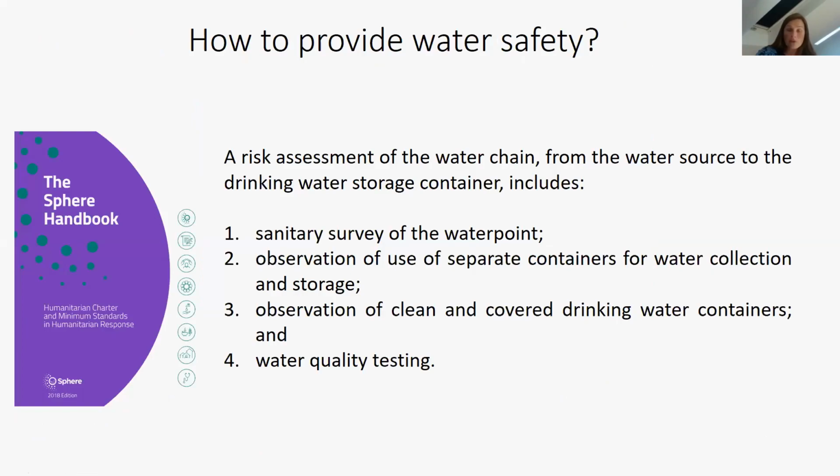The way Sphere proposes to do it in a humanitarian emergency context is through sanitary surveys, observation of the use of separate containers for water collection and storage, observation of whether clean or covered drinking water containers are used, and water quality testing. These are the basic minimal requirements to assure water safety at the household level.